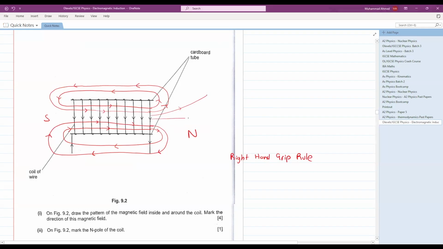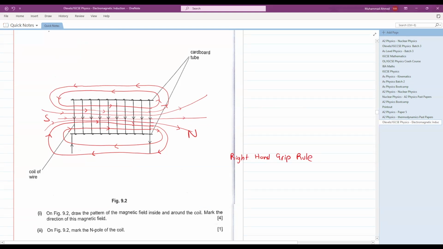One is going straight like this. One is curling like this. You can extend them backward as well, like this. This is going into the south. Yep. This is like this. And yeah, these are your field lines.